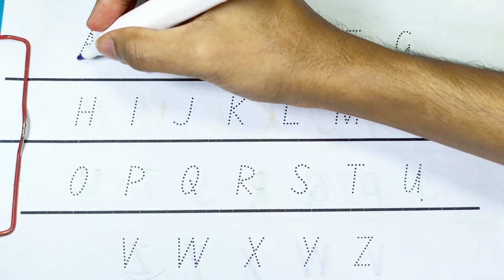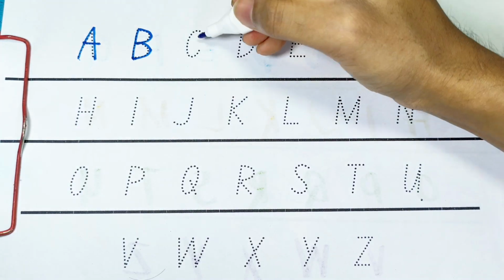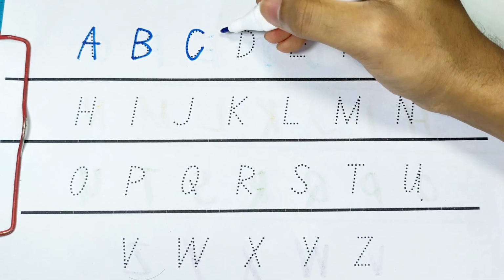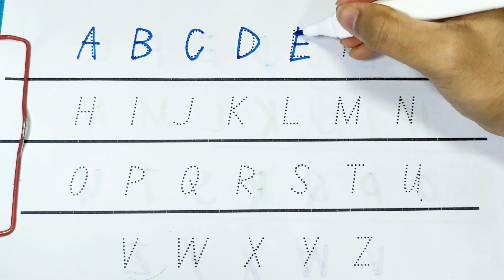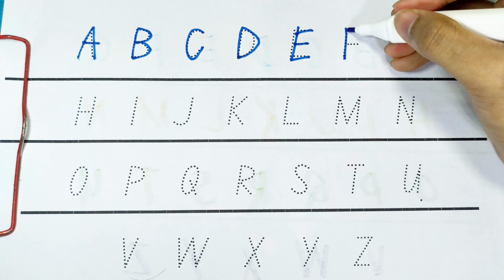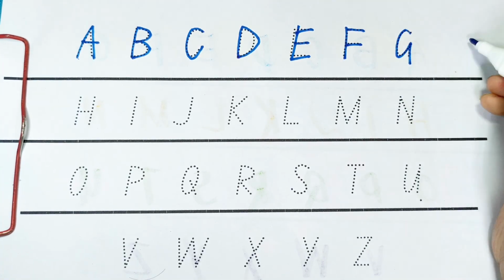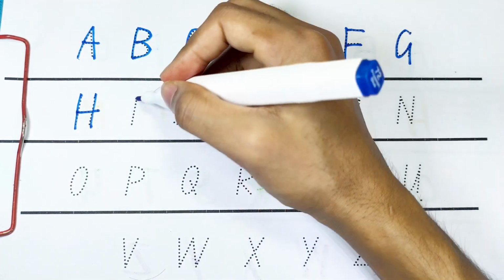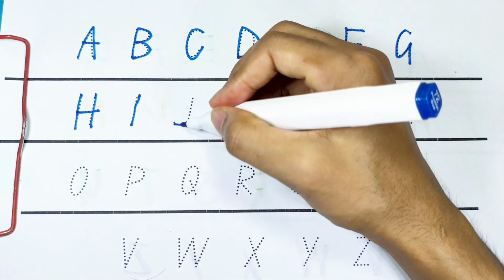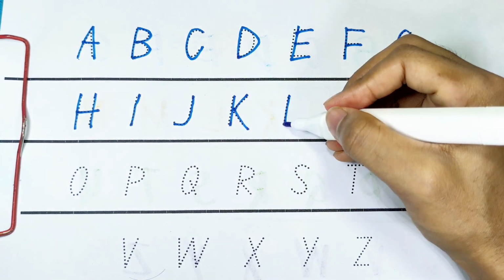Persian blue color. A. B. C. D. E. F. G. The next one is H. H. I. J. K. Stay with us.